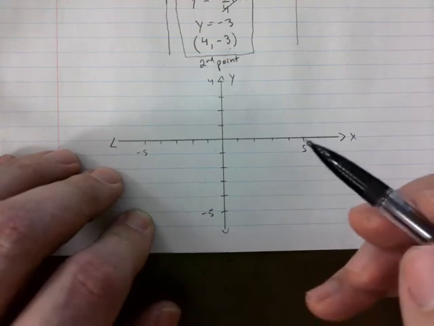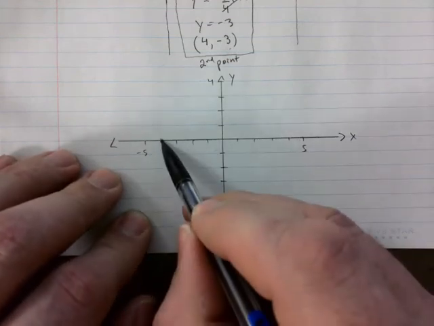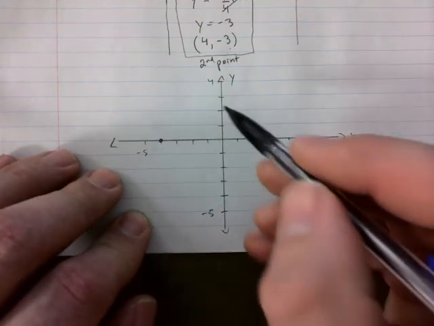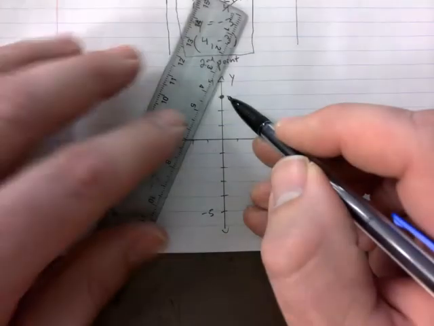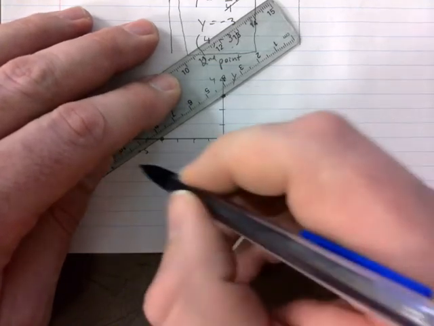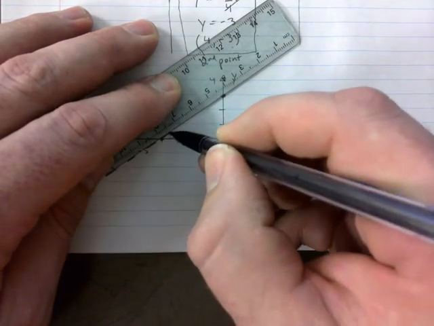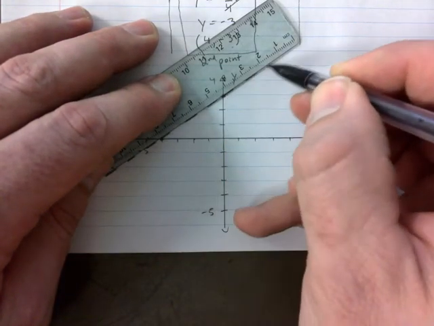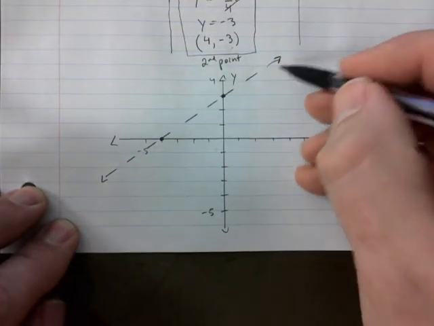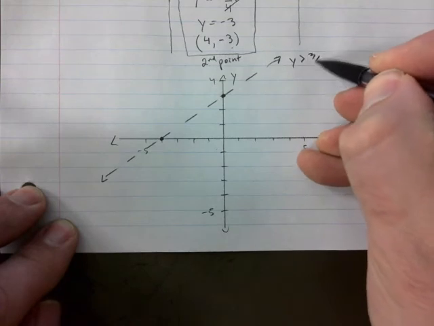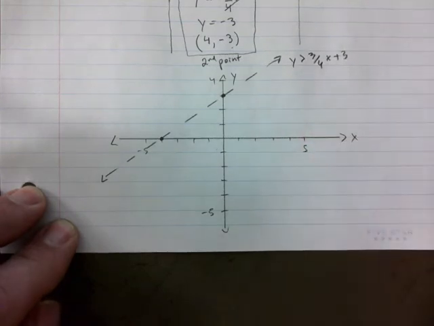And let's graph this. So the first one is -4, 0, 0, 3. That one is a dashed line. I'm just looking at my notes, okay? So this is the line y is greater than 3/4 x plus 3.